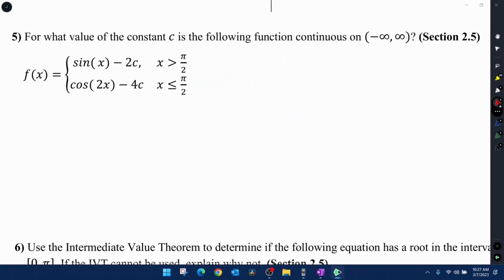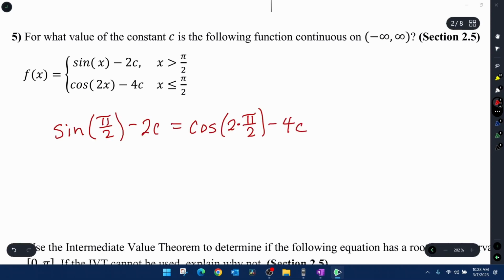We have a piecewise function, and did y'all know that for this to be continuous at the transition point, these two functions have to have the same y value? In other words, when I evaluate the top piece at pi over 2, it's got to give the same value as if I evaluate the bottom piece at pi over 2. So now can you see how we need to set this up so that we can find the value of c that will make this continuous? Do y'all see what we did? We evaluated each piece of the function at the transition point, and they've got to be equal.